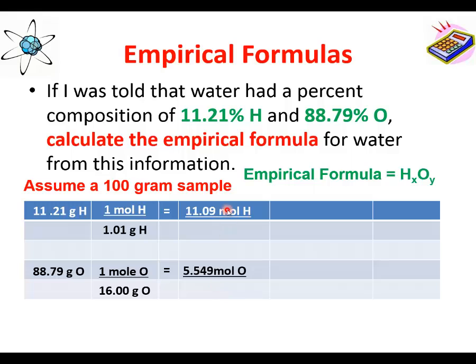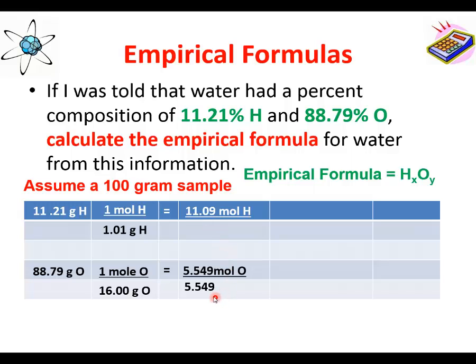So I look at the mole quantities of all the elements in my sample and divide by the smallest value into each one of these. So the smallest value of all my elements is the 5.549 moles of oxygen. I want to take that value and divide that into both. The reason I'm doing that is I'm forcing this ratio to simplify to 1 mole of oxygen, and then I'm seeing how many moles of hydrogen there would be in comparison.